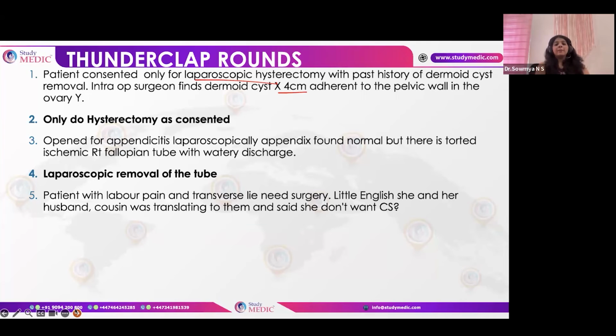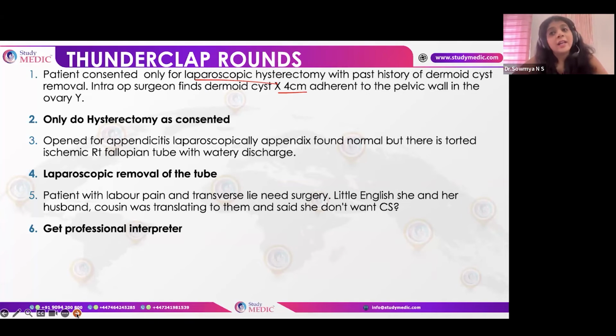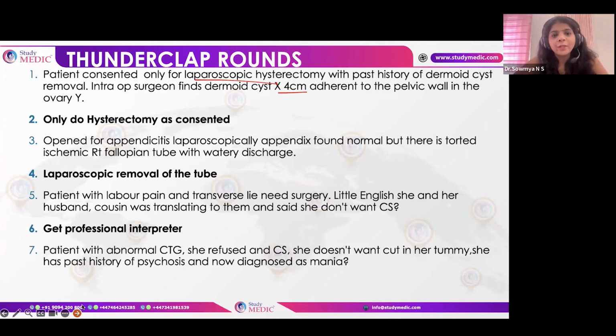The next thing is labor pain, transverse lie needs surgery. She knows very little English, and she is accompanied by her husband's cousin who was translating for them. And she said she doesn't want cesarean section. The patient's relative has been the interpreter here, and she's refusing the cesarean. What would you want? Obviously, you will respect her wishes, but please make sure she understands what you are trying to tell her. It has to be through a professional interpreter, because you cannot use any family members as interpreters. Very important and a valid point.